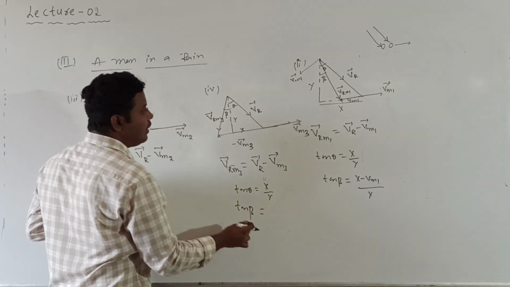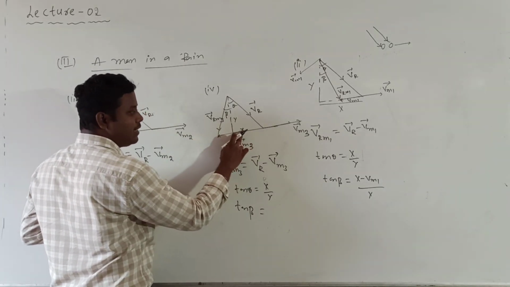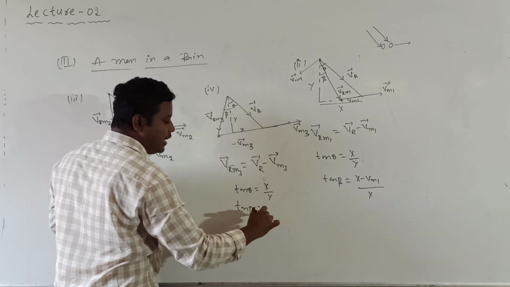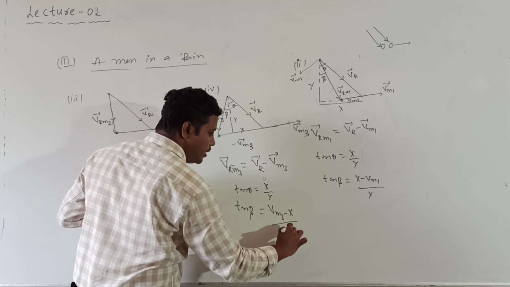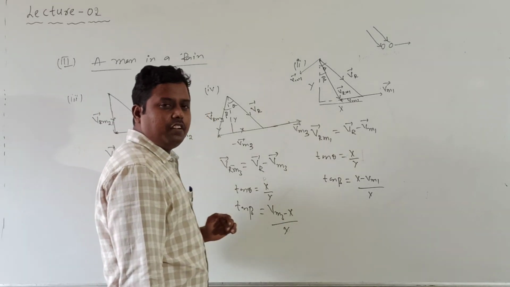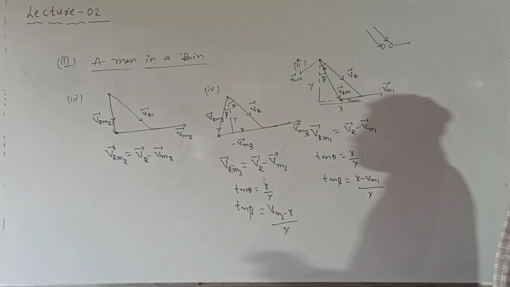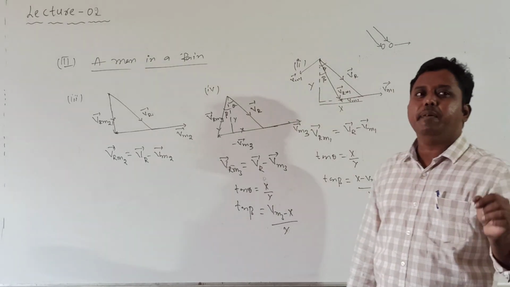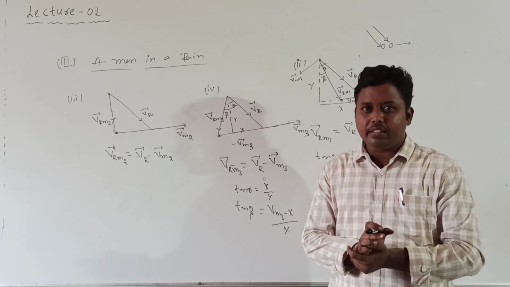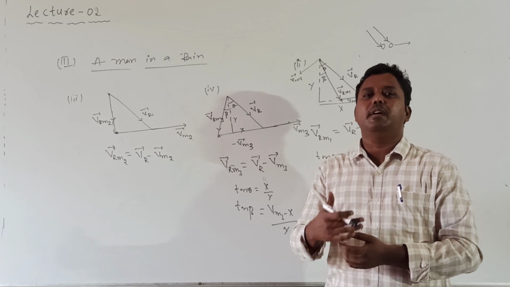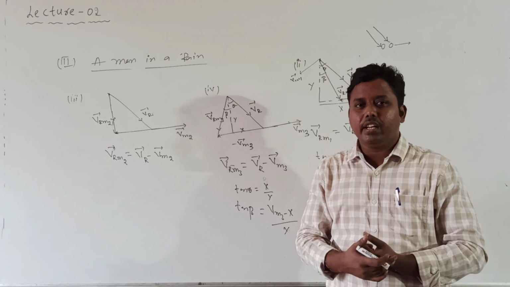To calculate the tan beta value, this total value is how much? Vm3. This value is equal to how much? x. I want to calculate this one. So that is given by Vm3 minus x divided by y. From all this discussion, based on the velocity of the man, he can observe the rain falling with different velocities and in different directions. Sometimes rain may appear to be falling in the forward direction, the backward direction, or along the vertical direction.